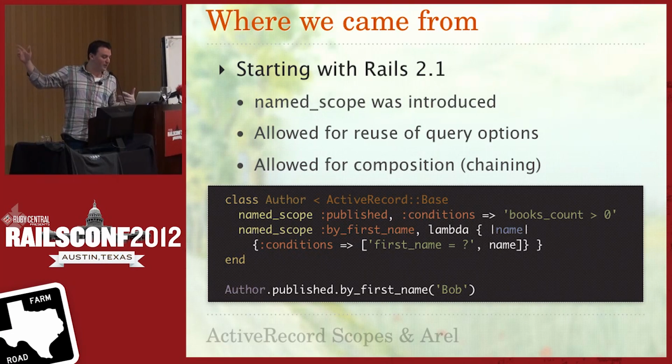So we want anywhere where the first name matches whatever is given to us. It's best to see it in examples, so down below you actually see it. We have Author.published, using that first scope that was created, and then by_first_name Bob. So we're going to find all the authors that are published whose first name is Bob. This is what came around with Rails 2.1, and this is what you could do at that point in time.